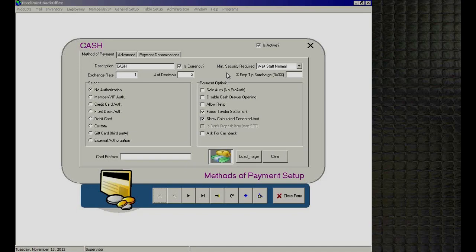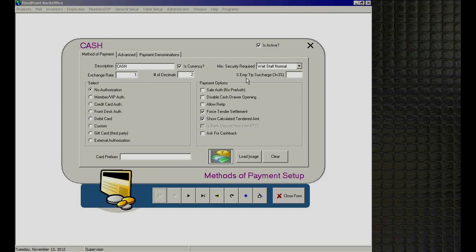Coming over to the right-hand side, we have minimum security required. I can apply a security level on a per method of payment basis. So on here, for example, I can set it so that my teenage staff can close a cash transaction, but they can't process a credit card. It needs manager authorization for that. So you can set up security levels on a per method of payment basis.